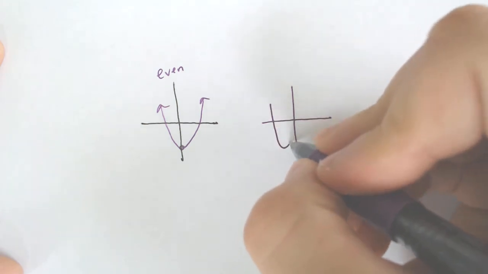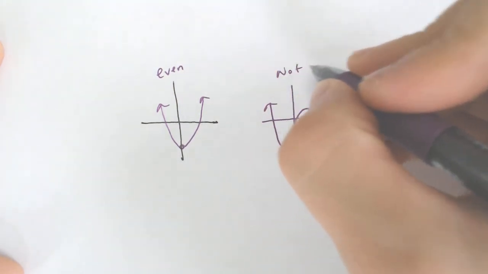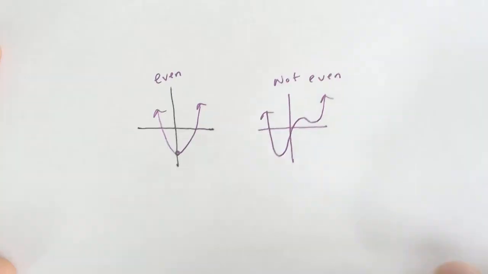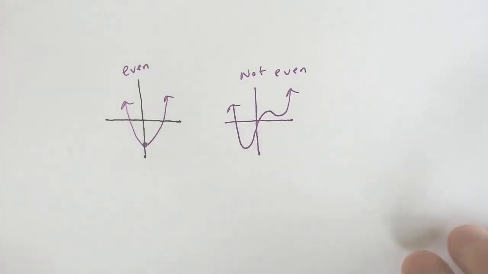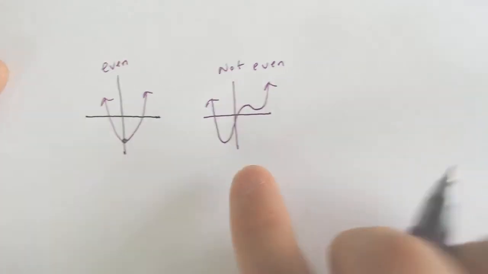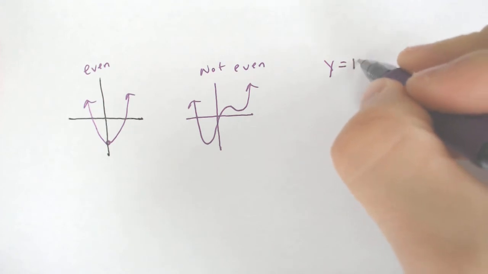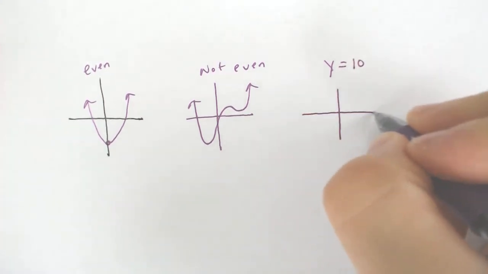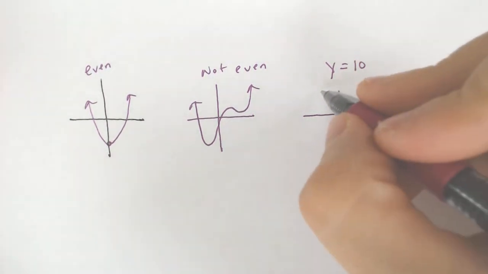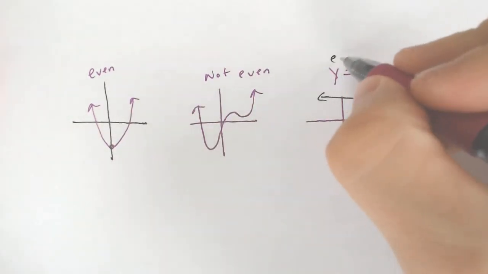However, something like this would be not even. Not even, it's not odd either. And the question that you will have is just, is it even? And not even. But you also have to be able to pick it out if it is something like y equals 10. That is a horizontal line way up here at 10, and that is even.